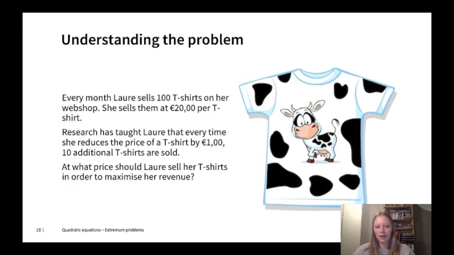So every month, Laura sells 100 t-shirts on her web shop, and she sells them at 20 euros per t-shirt. Now she has done some research, and the research has taught her that every time that she reduces the price of a t-shirt by €1, she can sell 10 additional t-shirts. Now, she wants to know at what price she should sell her t-shirts in order to maximize her revenue, so to make the most money possible.